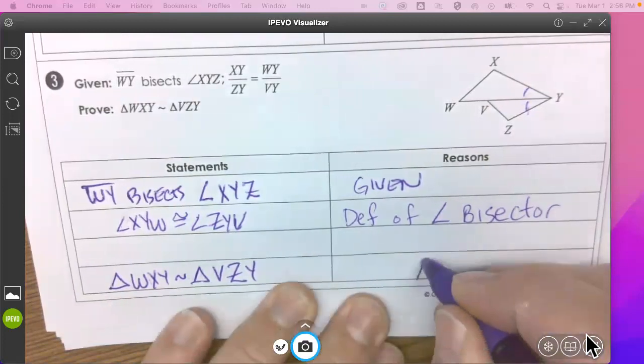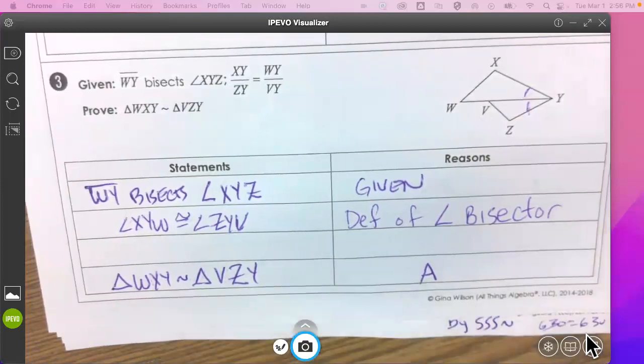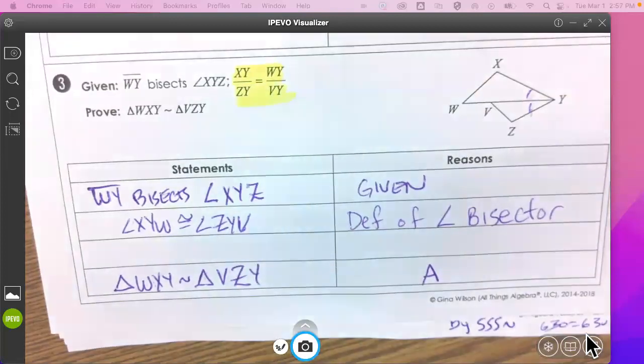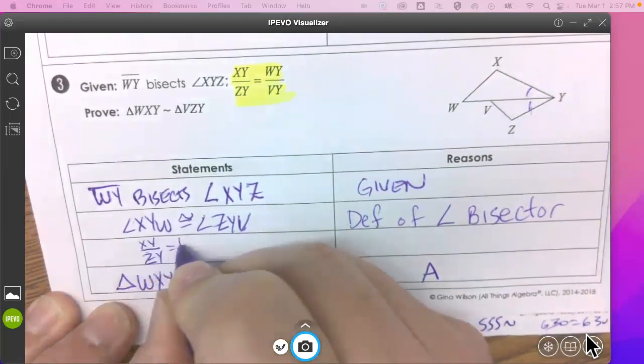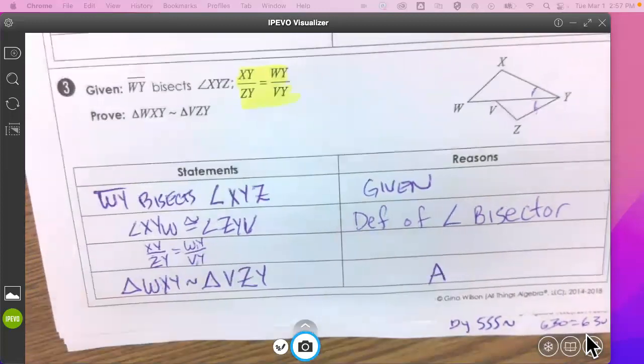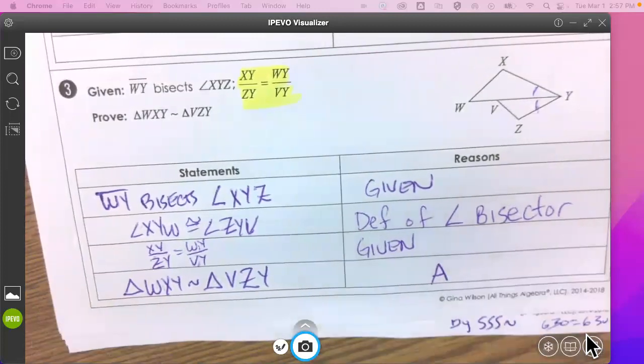We know we've got an A now. So we're not going to do SSS. We could do SAS similarity, or we could do AA similarity. What else do we see in here? And this is weird. This is why I'm showing you this one. We haven't used this yet, have we? It's part of the given that we didn't use. Let's use it. XY over ZY equals WY over VY. Given. But what does that tell us?